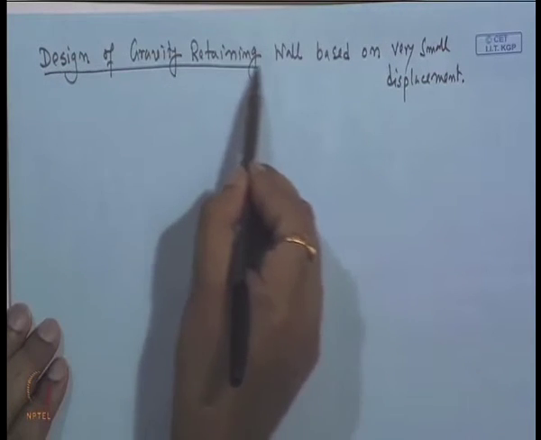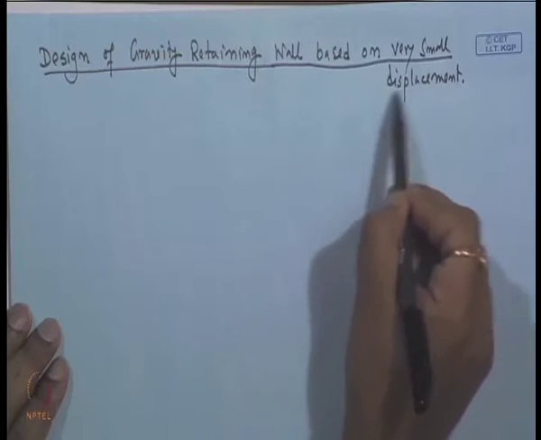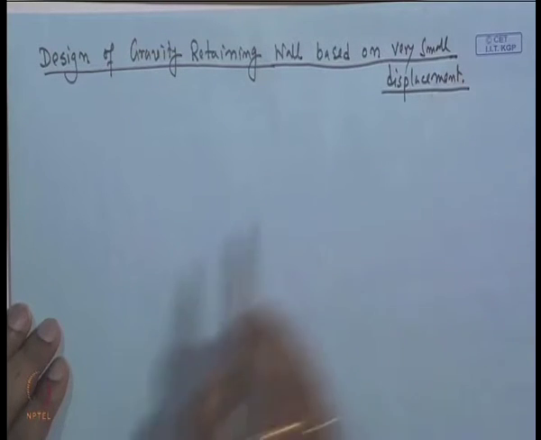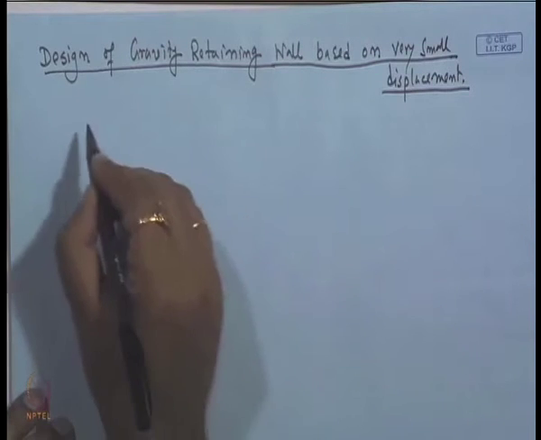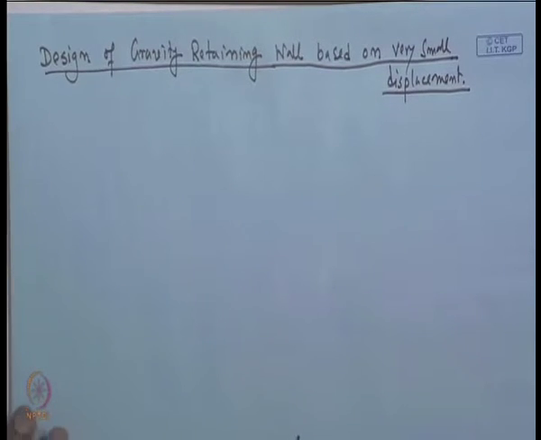So, the design of a gravity retaining wall is based on very small displacement. Here, if it is a cantilever retaining wall, then it is not a very huge retaining wall. So, that part we consider: we determine the earth pressure based on the previously described methodology. Now, if it is a gravity retaining wall, then the stability of the wall comes due to the weight of the retaining wall.